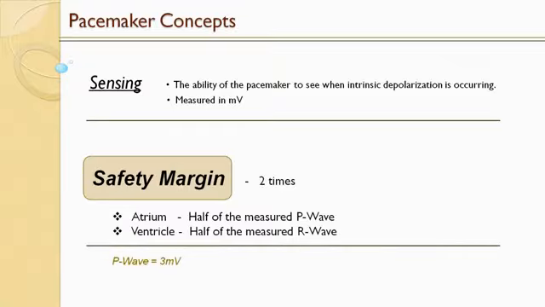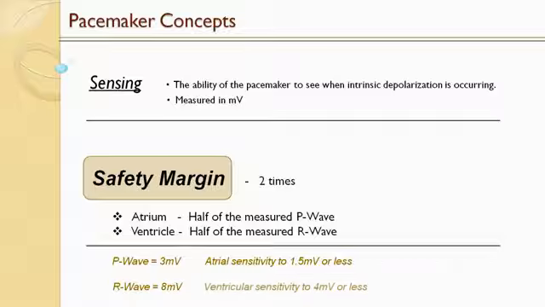For example, if we have a measured P wave of 3 millivolts, we would want to program our sensitivity setting to at least 1.5 millivolts or less. If we have a measured R wave of 8 millivolts, we'd want to program our ventricular sensitivity to 4 millivolts or less.